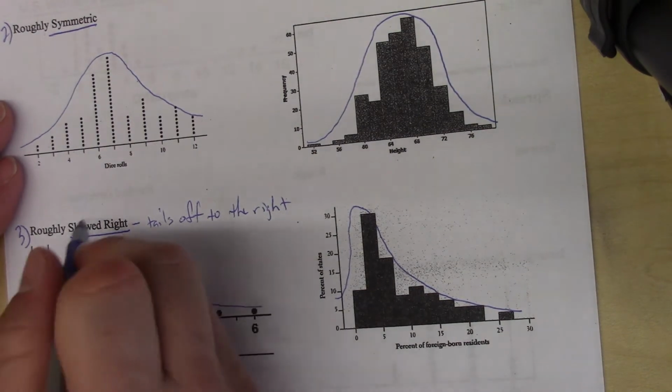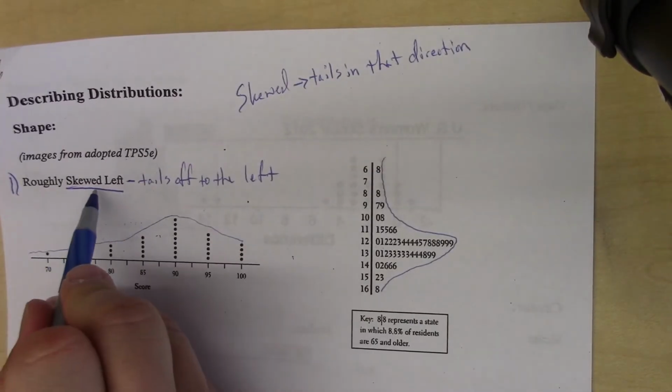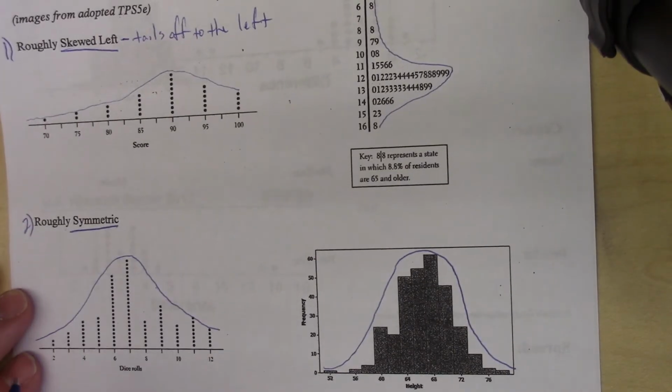Remember the key word here. Skewed right, skewed left, or roughly symmetric. Those are the 3 key words you need to know. Okay? Let's go to the next page here.